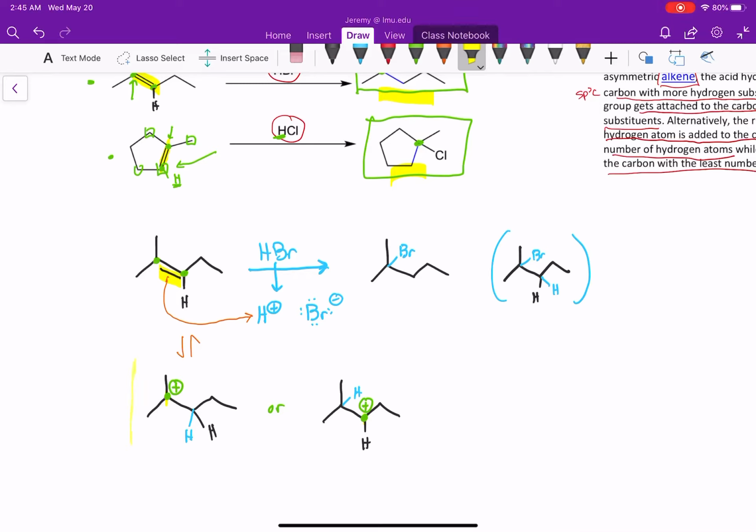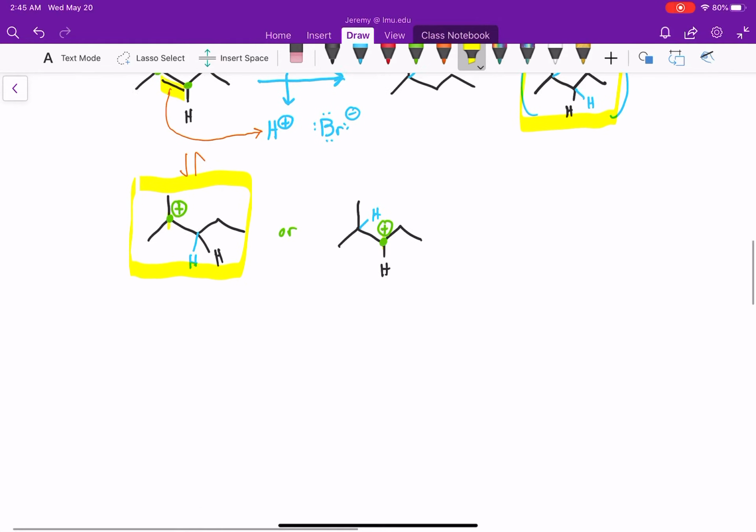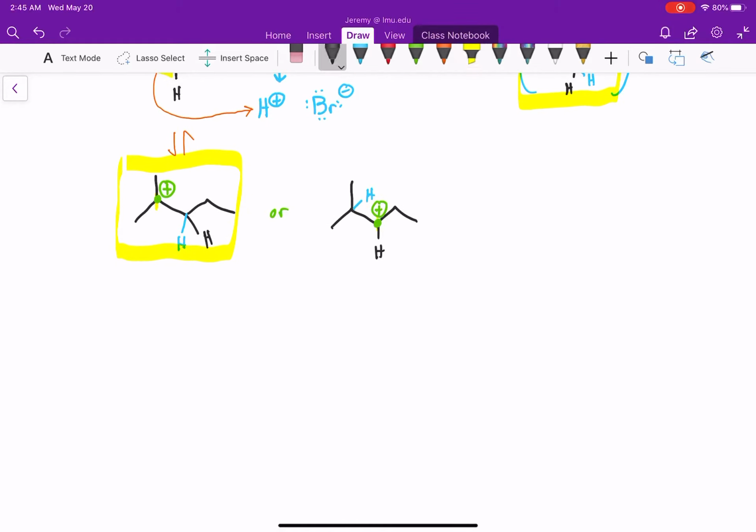So we know that this is going to be the correct way because we can look at our product. Our product follows Markovnikov's rule, so we know that's the right answer. But the question is why? Why do we go through the intermediate on the left versus the intermediate on the right? To understand that, we have to learn a new concept called carbocation stability. Why would we form this carbocation instead of that one?